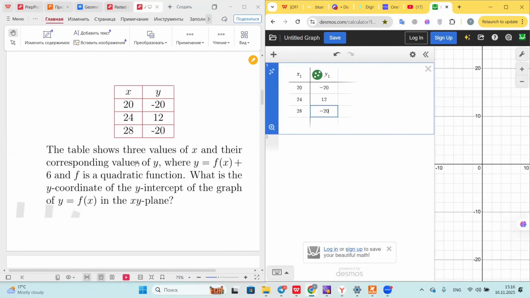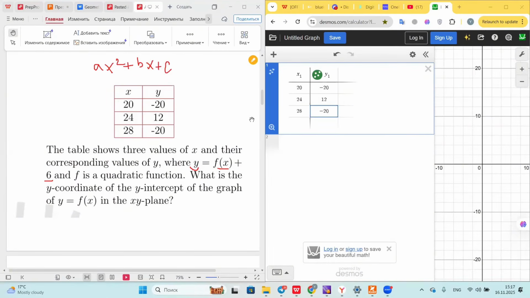You can see in the problem, it says f(x) plus 6, where f is quadratic. Guys, look, if f(x) is quadratic, then adding just the number 6, y also becomes quadratic. And you know that y is quadratic as well. From here, you can easily find that with 3 pieces of information, you can always build a quadratic. For example, any quadratic is ax squared plus bx plus c. How many parameters here? a, b, c. 3 parameters. That's why 3 pieces of information are given.